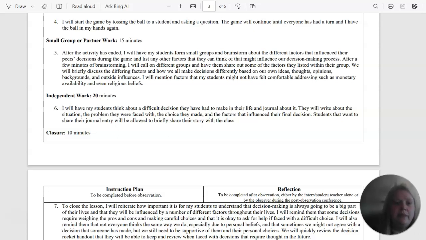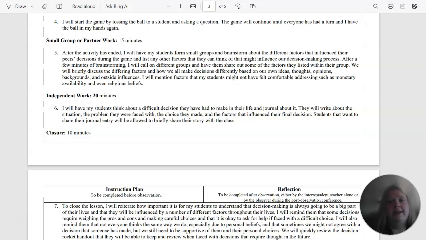After that, for my independent work, just to give them more practice, I want my students to think about a difficult decision that they have had to make in their life and use their journals to write about it. I want them to include the situation, the problem they are faced with, the choices that they made, and the factors that influence their final decisions.